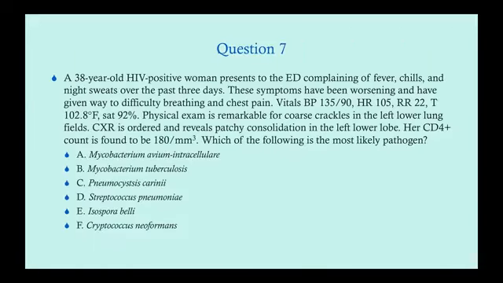Okay, question 7. We have a 38-year-old HIV positive woman presenting to the ED complaining of fever, chills, and night sweats over the last 3 days. These symptoms have been worsening and have given way to difficulty breathing and chest pain. Vitals: blood pressure 135 over 90, heart rate 105, respirations 22, temperature 102.8, saturation 92%. Physical exam is remarkable for coarse crackles in the left lower lung fields. Chest x-ray is ordered and reveals patchy consolidation in the left lower lobe. Her CD4 count is found to be 180 per cubic millimeter. Which of the following is the most likely pathogen?